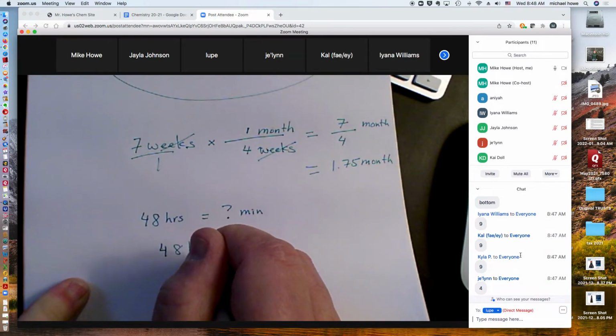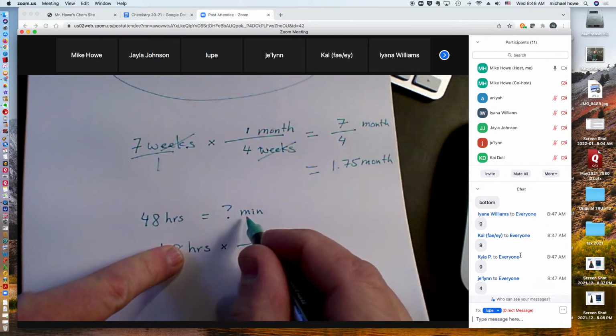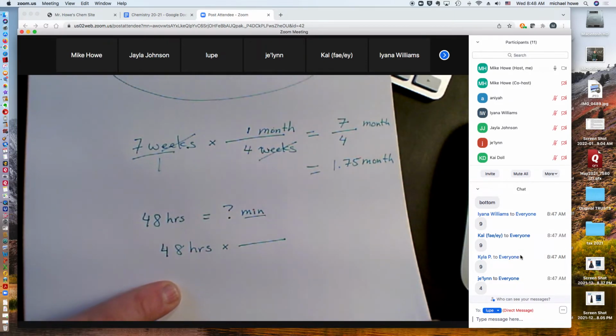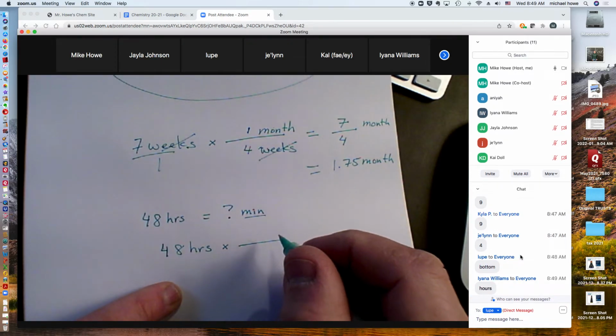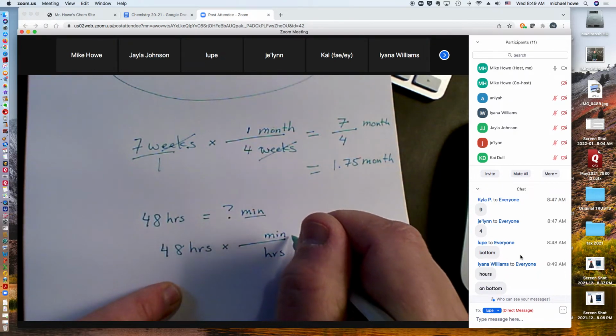You'd say 48 hours, and we need our hours to go away because we don't want hours. We want minutes. So where do I write hours so that they cancel out? Top or bottom? Okay, so I'm going to put hours on the bottom, right? And on the top, I'm going to put minutes.